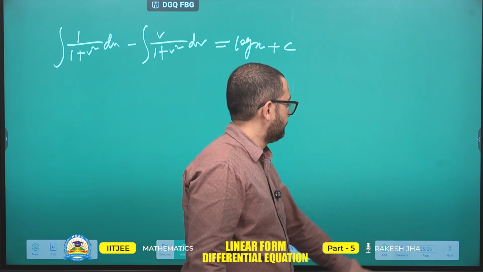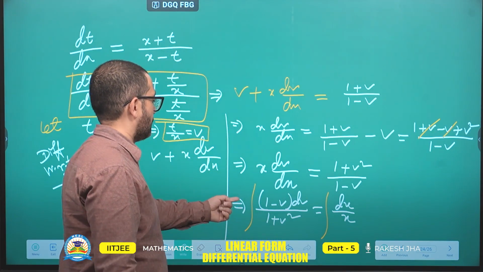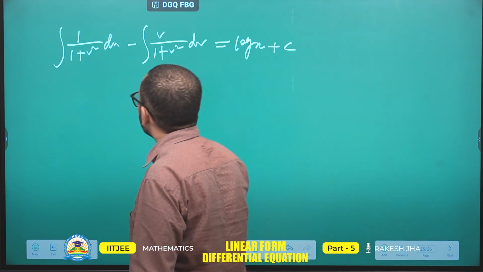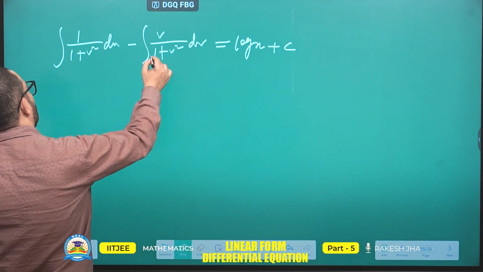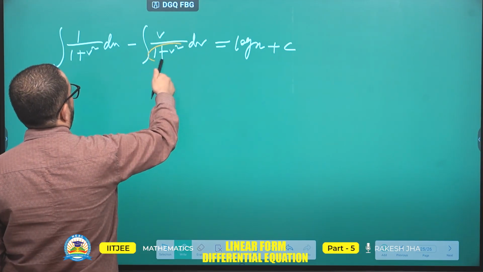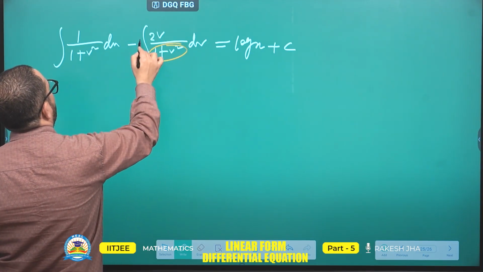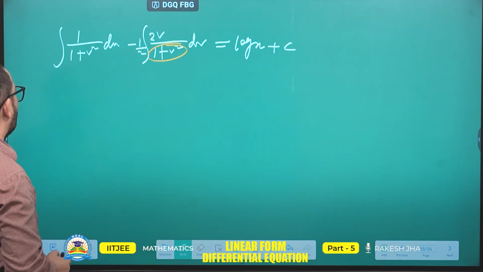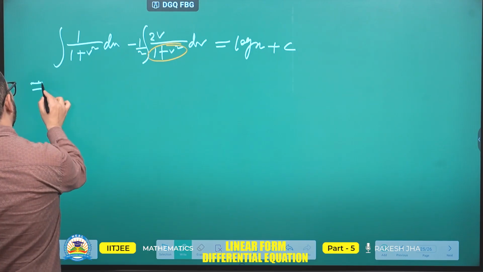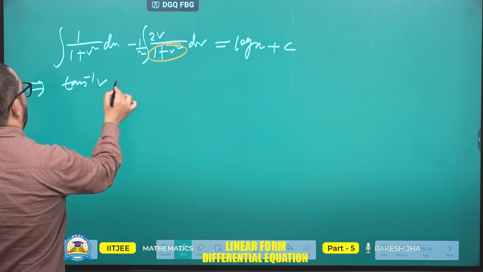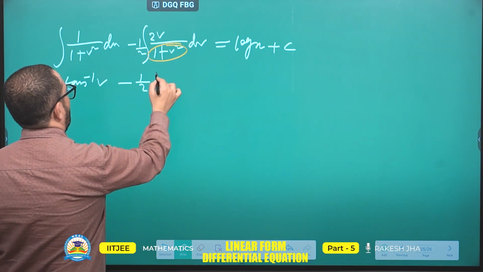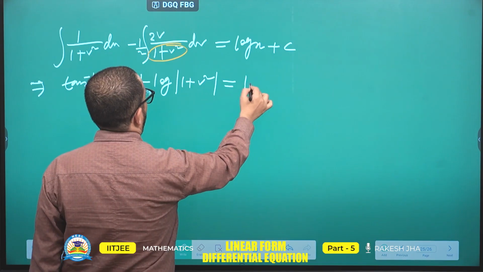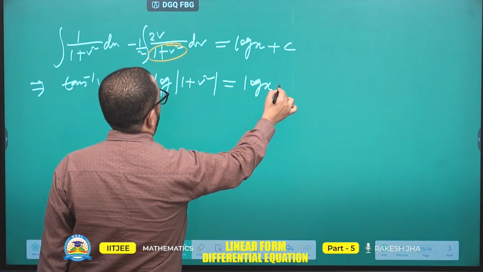Now let us see here, v upon 1 plus v square. If we put a substitution, the differentiation of 1 plus v square is 2v. So put 2 here, and to neutralize it, 1 by half here. Now if you integrate, this will be tan inverse v minus half times log (1 plus v square) is equal to log x plus c.